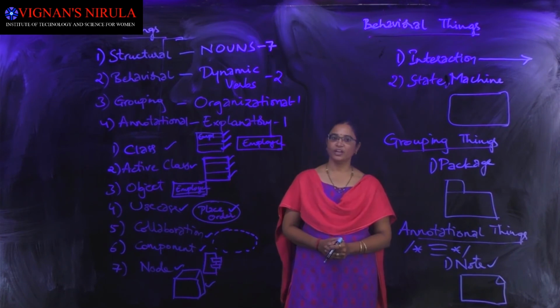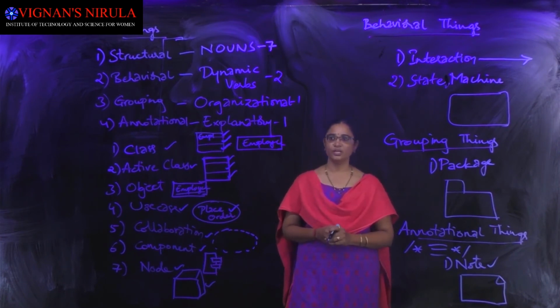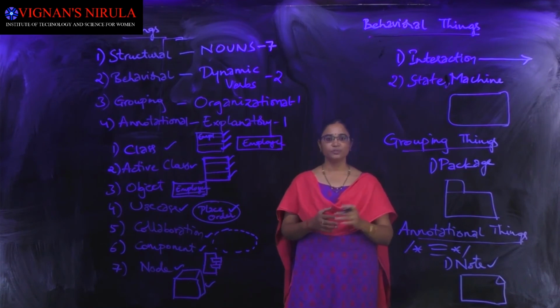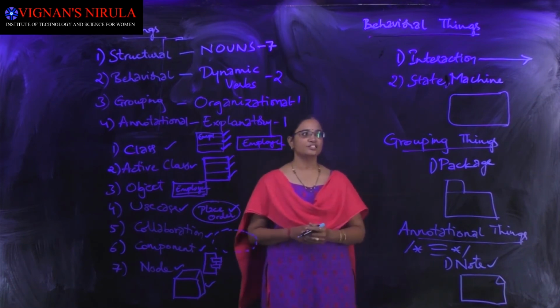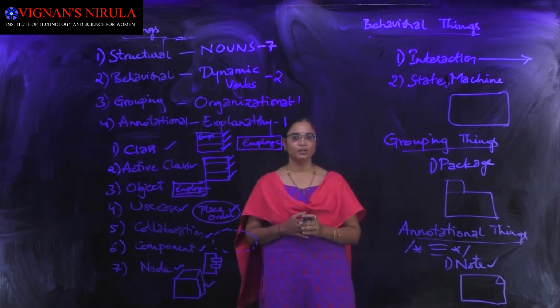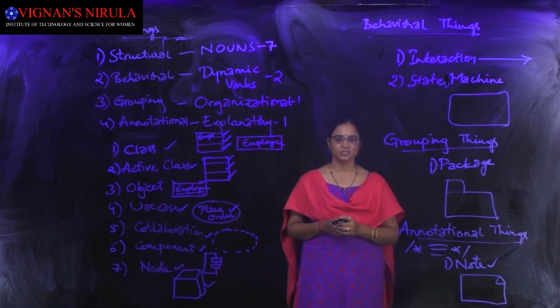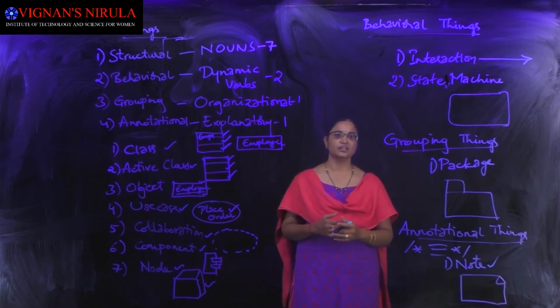So coming to the behavioral things, the name itself says behavior. This represents the dynamic aspects of a system, or it represents the verbs of a system. In the UML, we have 2 elements to represent the behavioral model. Those are interaction and state machine. Interaction is used to represent the message passing between 2 elements or 2 objects. So to represent some communication, some interaction, we use this interaction diagram.